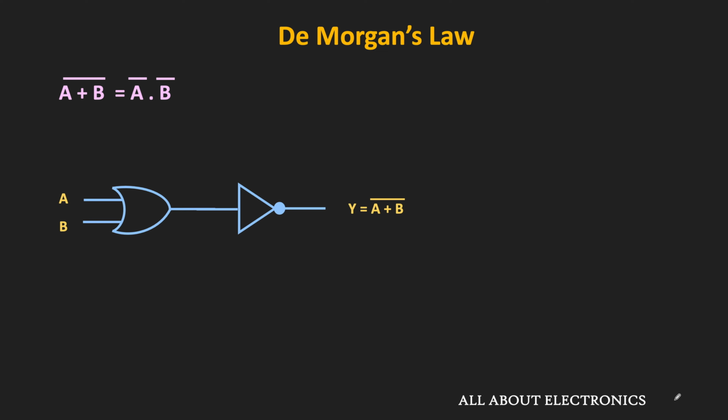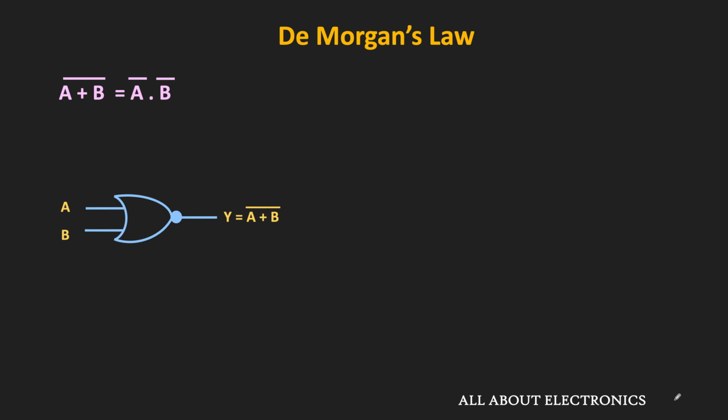So basically, this NOT gate inverts the output. And we also know that this OR gate followed by the NOT gate is equivalent to the NOR gate. That means if we apply the A and B input to this NOR gate, then its output is equal to A plus B whole bar. That is equal to the left hand side. So similarly, let us see the RHS.